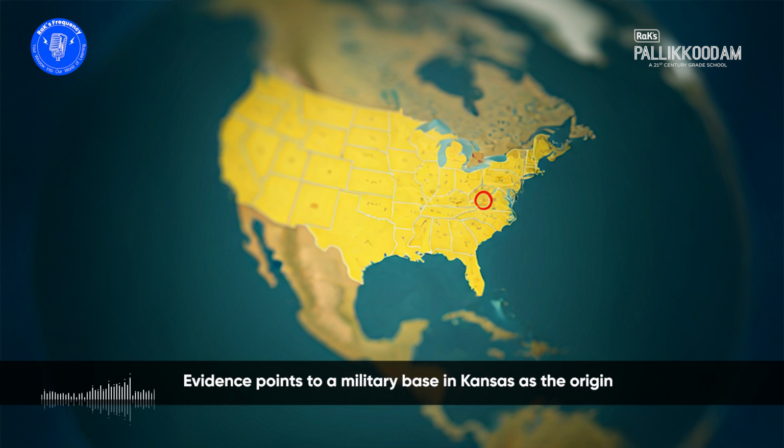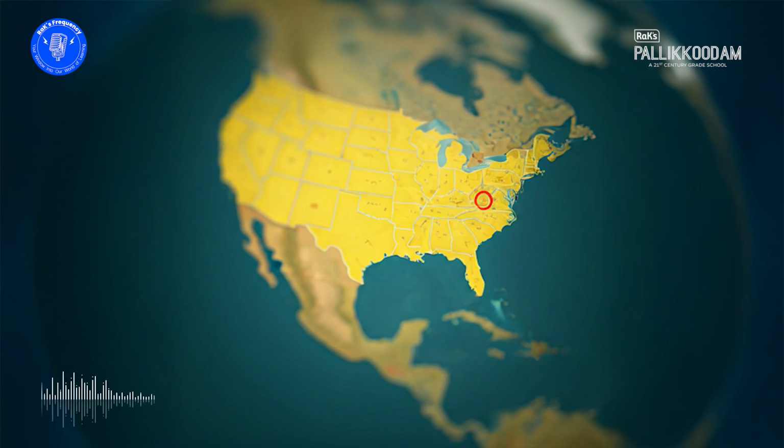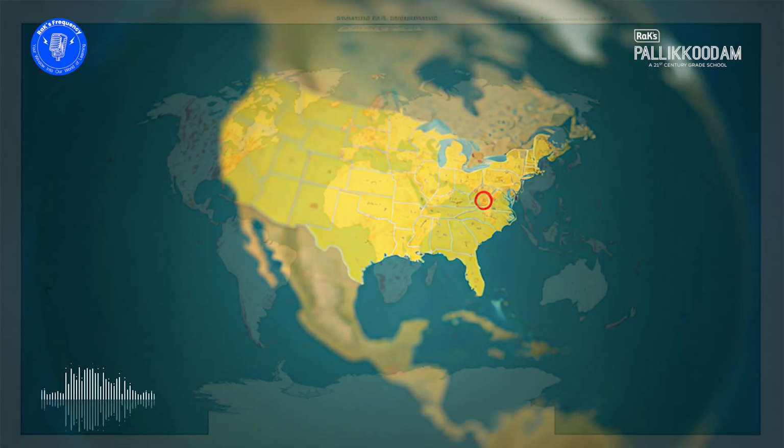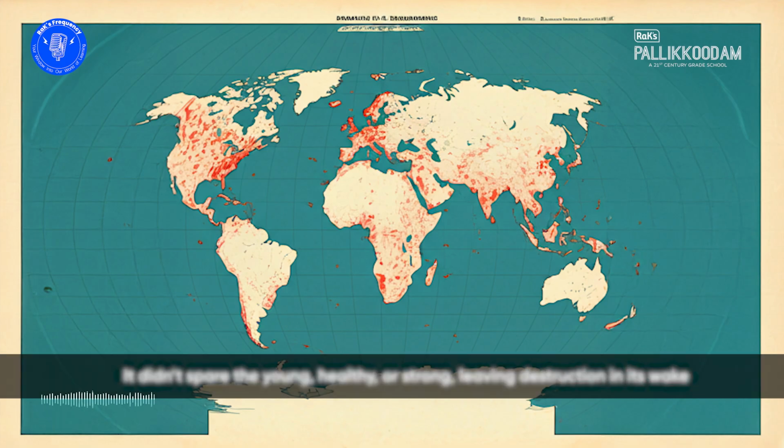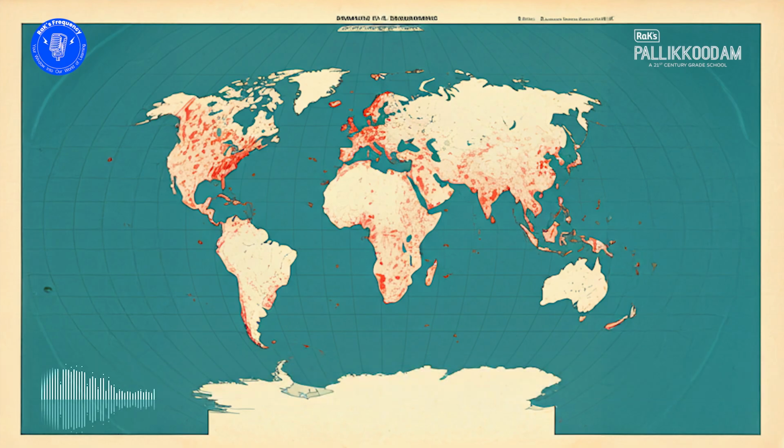The flu spread rapidly, aided by the movement of troops and the dense living conditions of wartime. Soldiers traveling to and from battlefields inadvertently carried the virus with them, spreading it to Europe, Asia, Africa, and beyond. Public transport, crowded cities, and unsanitary conditions accelerated its transmission.